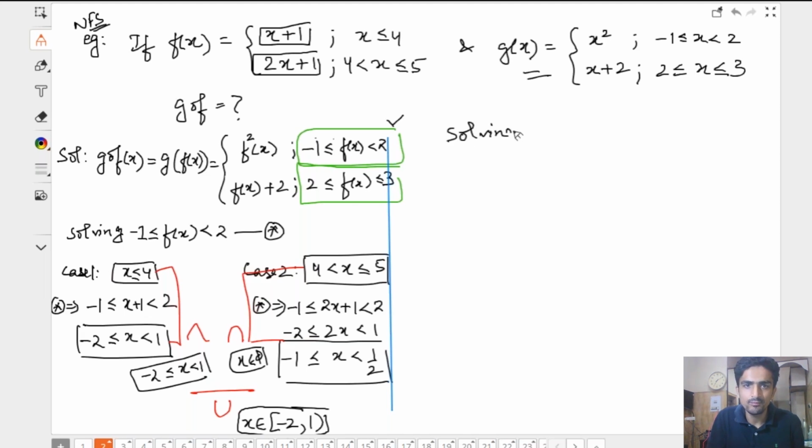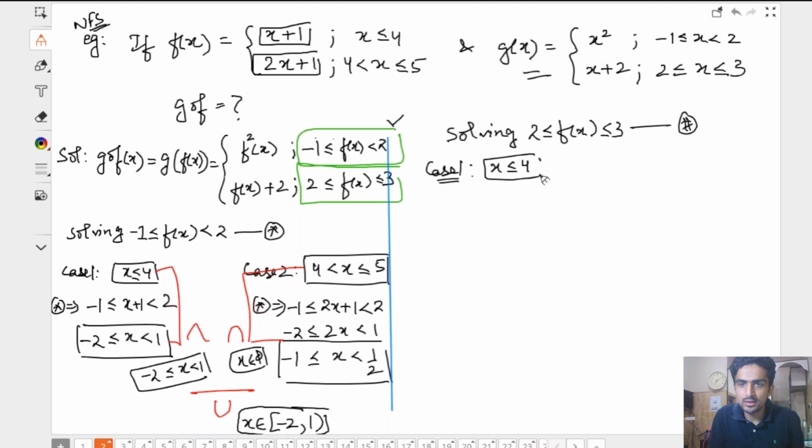Solving f(x) lies between 2 to 3. Let me call it something. Star is used, so let me call it hash. You may call it anything, 1, 2, anything. I'm just calling it star and hash. Again, making cases. First case, x less than or equal to 4. This solving methodology you need to learn. It will be used in many places, that whenever the value depends upon x, we need to make cases. Okay, so this methodology is very important. Please lay a significant stress upon this.